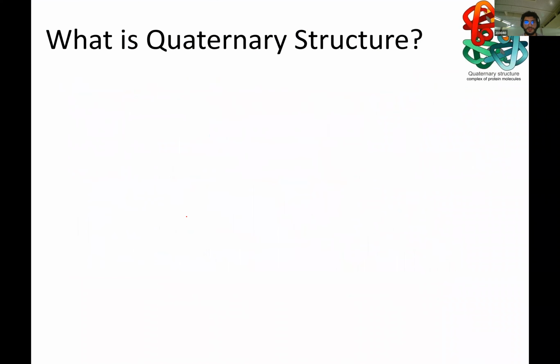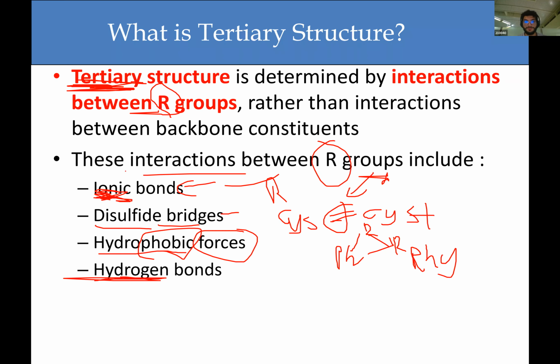So lastly, is that clear, by the way? Do you want me to explain it again? Sorry, can you go to the slide before? Sorry, I missed that. I think Rashid, can you clarify? Okay. Is tertiary structure clear? I can explain it again if it's not clear.